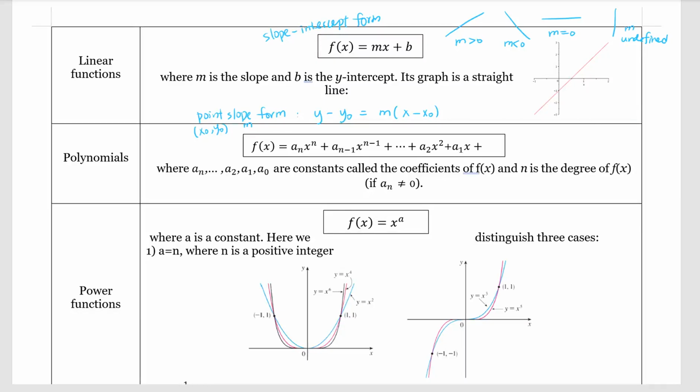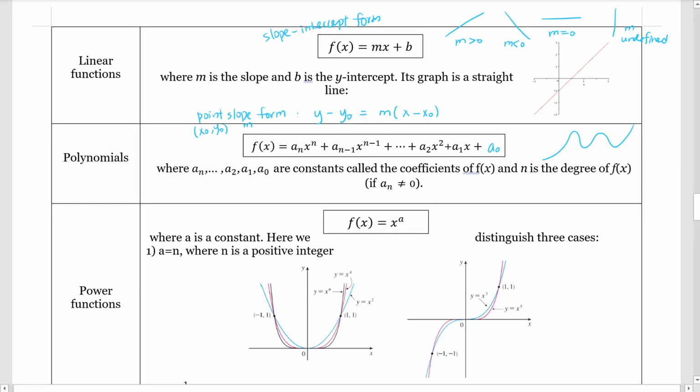For polynomials, we have a_n x to the n plus and so on, down to a0. All the a_i are constants, called the coefficients of the function, and n is the degree of the function. We require that the leading coefficient is not 0. And a polynomial looks like that.